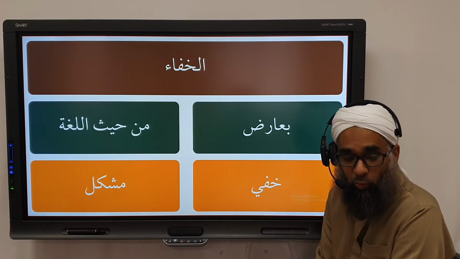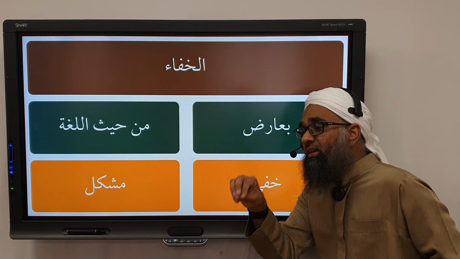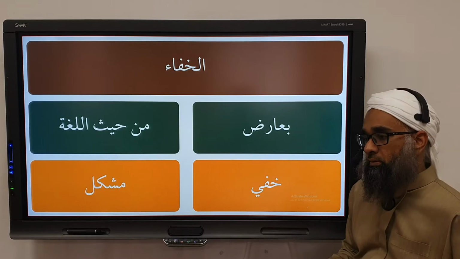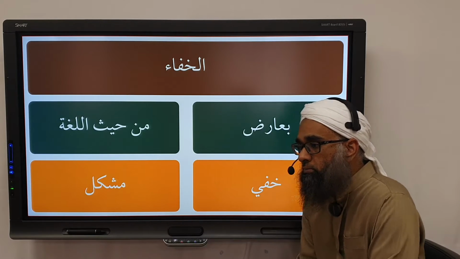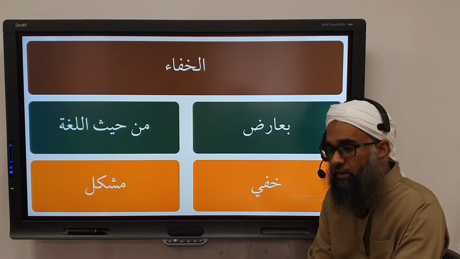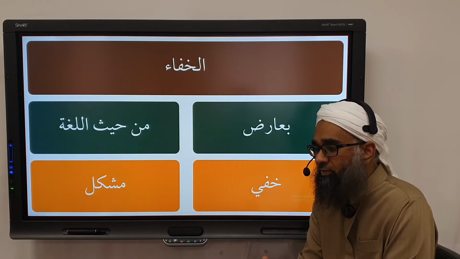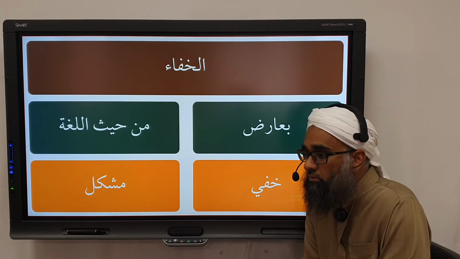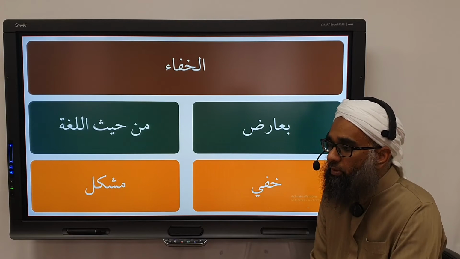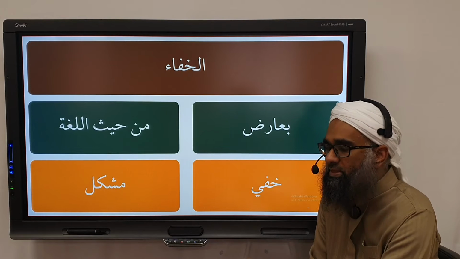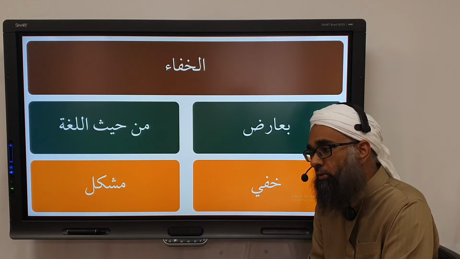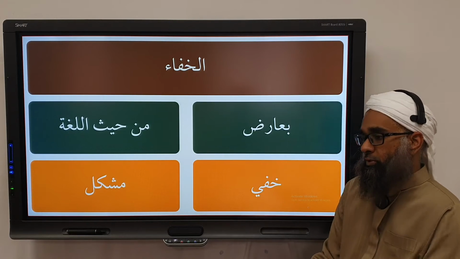Yes? And if min haythul lugha bidhatihi, in itself that word is unclear, that's called what? What's it called? Mushkil. Does everybody understand? If the word is clear in itself, but the ambiguity comes out because of external factors, what's that called? Khafi. And if it comes about because the word itself is unclear, what's that called? What's it called? Mushkil. Understood?